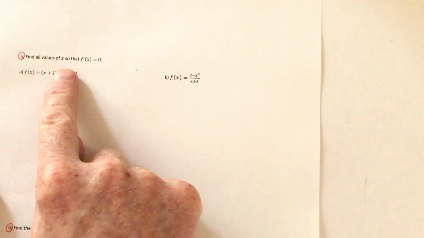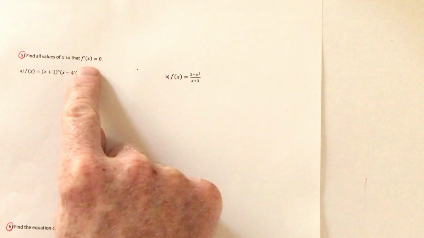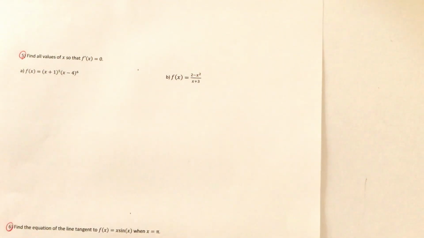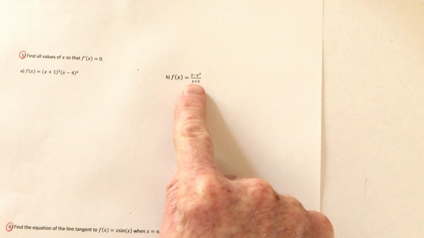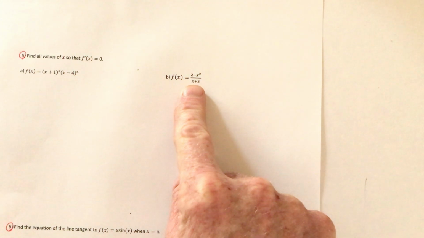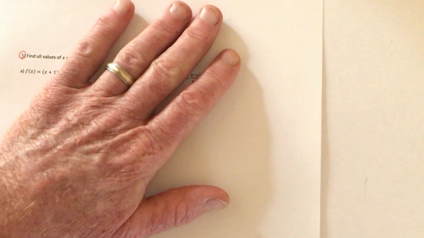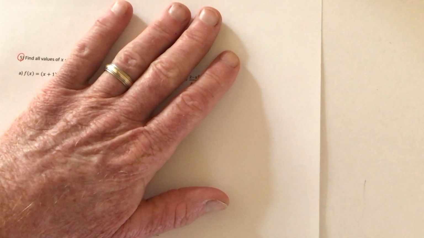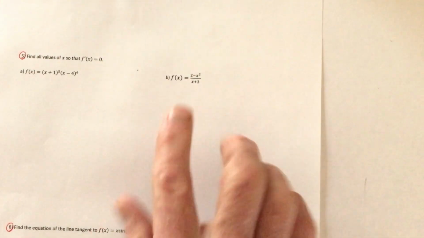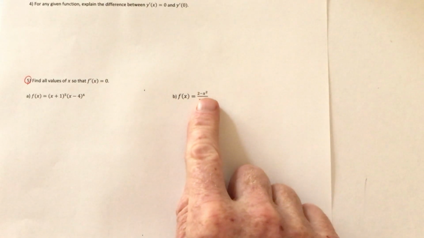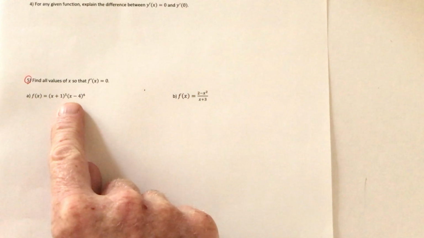Looking at page 2, find the derivative, set it equal to 0, and then solve for x. So for this one, you'll need to use the quotient rule. Seems like it's a little too bright. So for this one, you need to use the quotient rule. And for this one, the product rule.